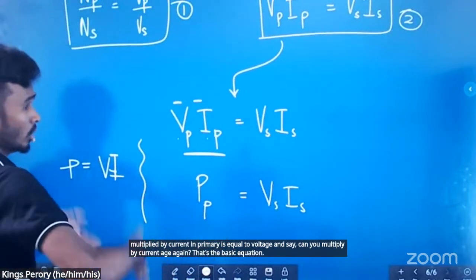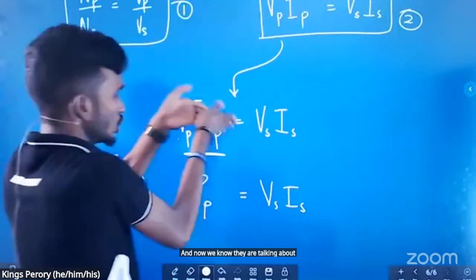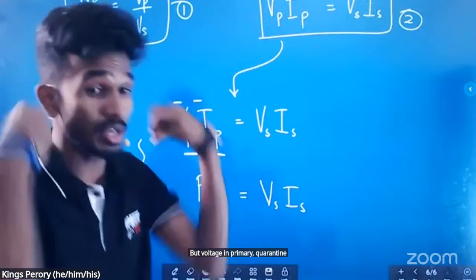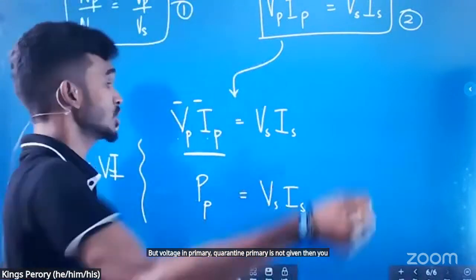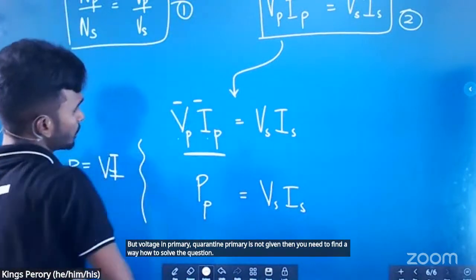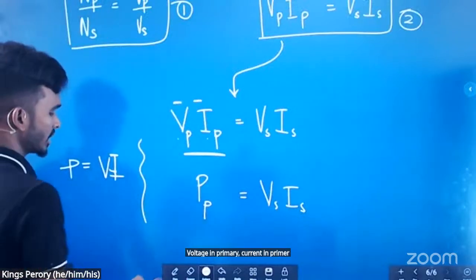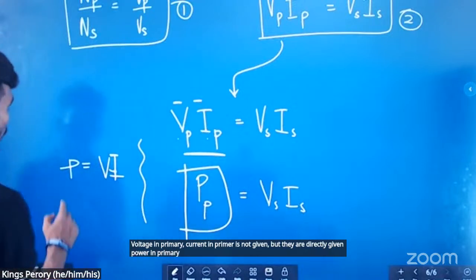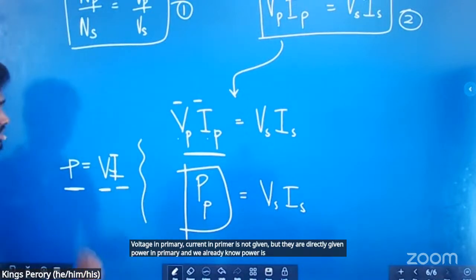And now we know they are talking about current. Then for current, you should use this equation. But voltage in primary and current in primary are not given. Then you need to find a way to solve the question. They have directly given power in primary, and we already know power is equal to voltage into current.